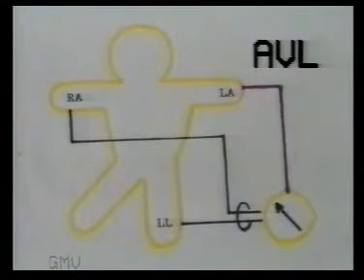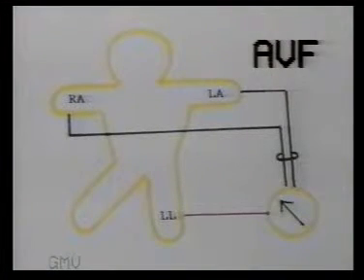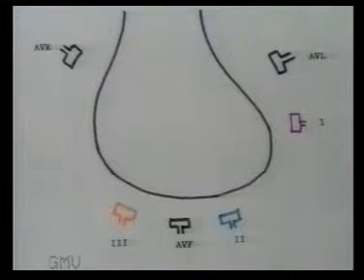AVL means augmented unipolar lead of the left arm with exploring electrode on the left arm, and AVF means augmented unipolar lead of the left leg with exploring electrode over the left leg. This diagram now shows how the 6 different limb leads look at the heart from 6 different directions. Leads 1 and AVL from the left side, leads 2, 3, AVF from the inferior side, and lead AVR from the right side.